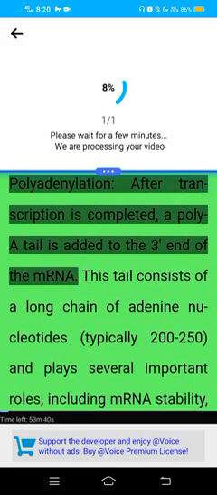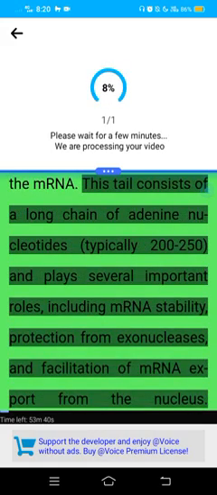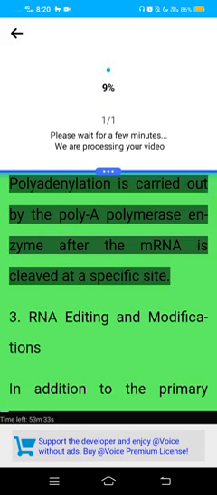Polyadenylation. After transcription is completed, a poly A tail is added to the 3' end of the mRNA. This tail consists of a long chain of adenine nucleotides, typically 200 to 250, and plays several important roles, including mRNA stability, protection from exonucleases, and facilitation of mRNA export from the nucleus. Polyadenylation is carried out by the poly A polymerase enzyme after the mRNA is cleaved at a specific site.